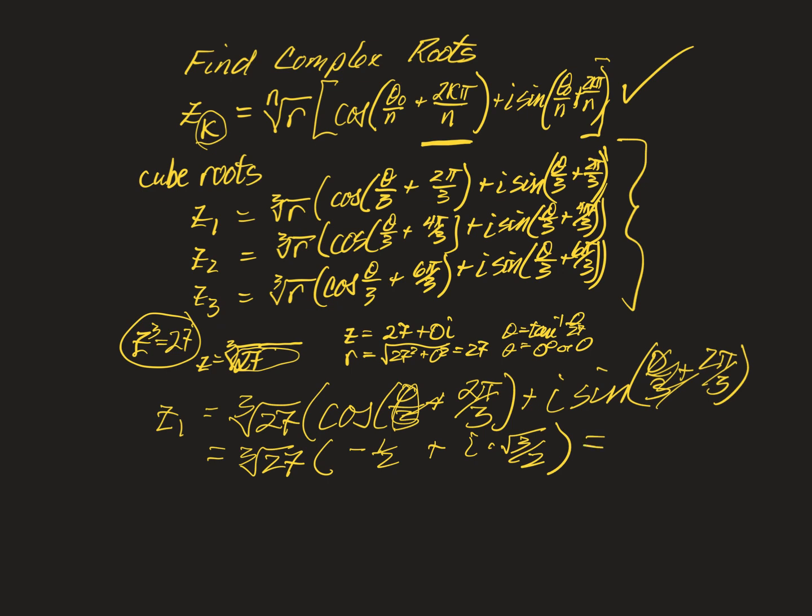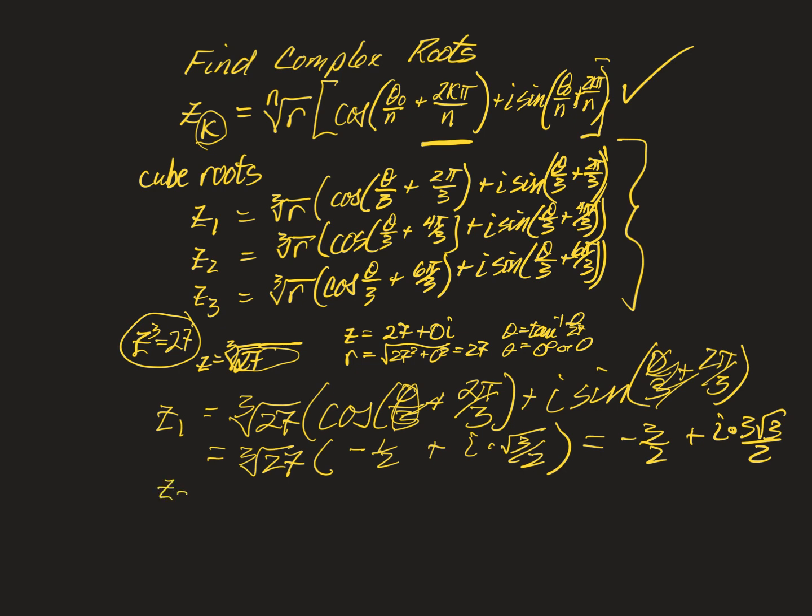And so if you multiply that out, the cube root of 27 is 3, so you get 3 times negative 1/2, which is negative 3/2, plus I times 3 square root of 3 over 2. Hey, that was one of the solutions we got.